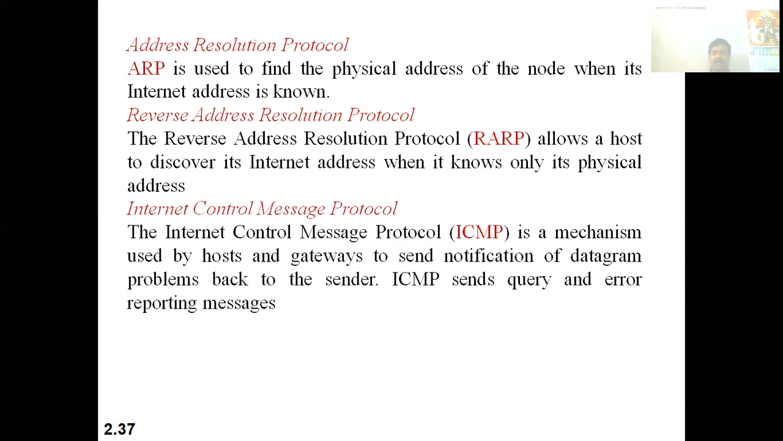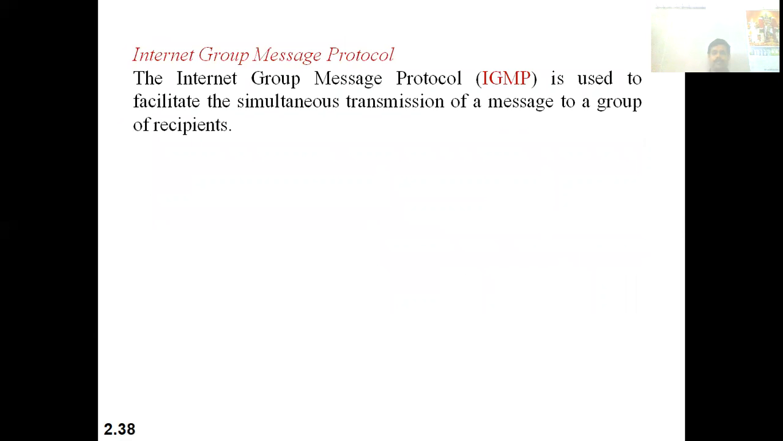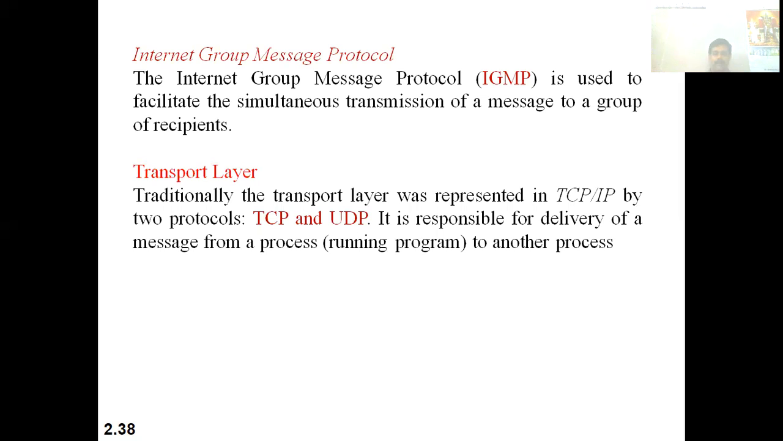Next one is the internet control message protocol. The internet control message protocol is a mechanism used by hosts and gateways to send notification of datagram problems back to the sender. ICMP sends query and error reporting messages. Next one is the internet group message protocol. This IGMP is used to facilitate the simultaneous transmission of a message to a group of recipients. So if you want to send some message to a group of recipients, then you have to go for the internet group message protocol.